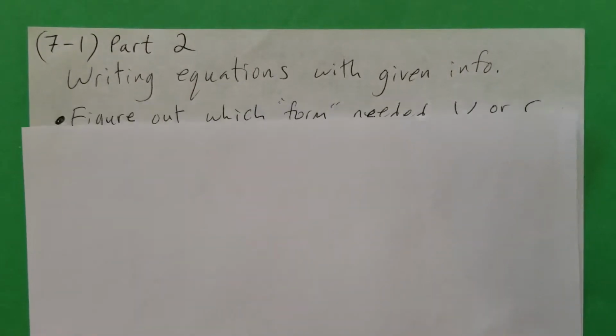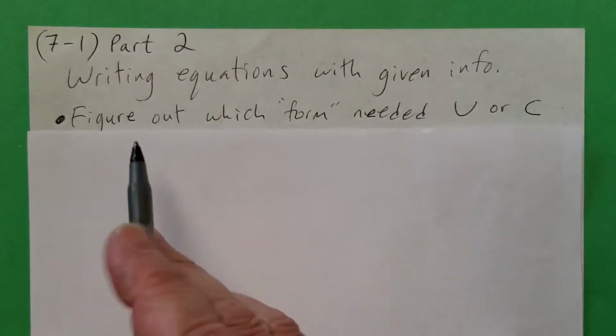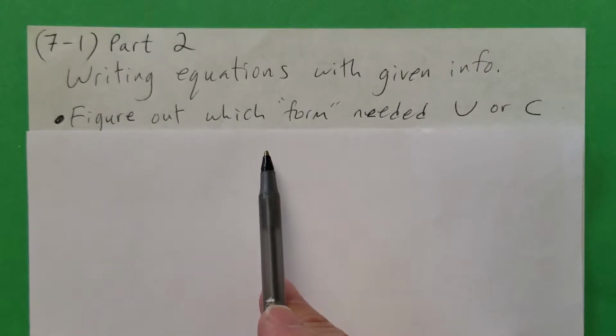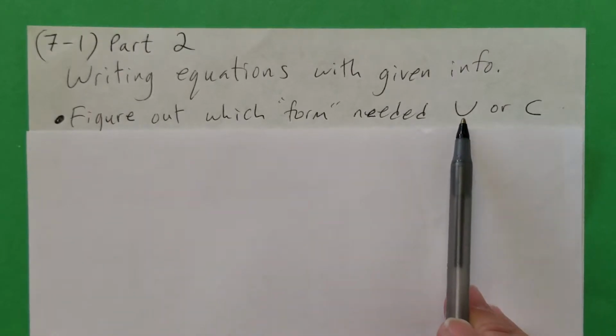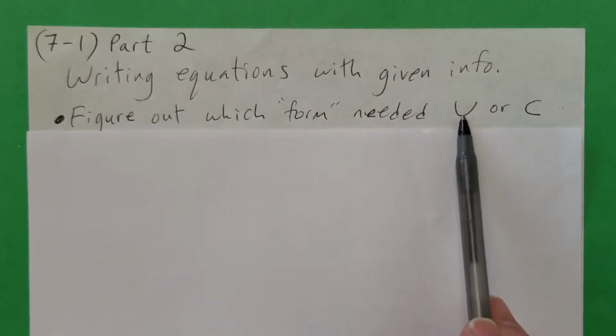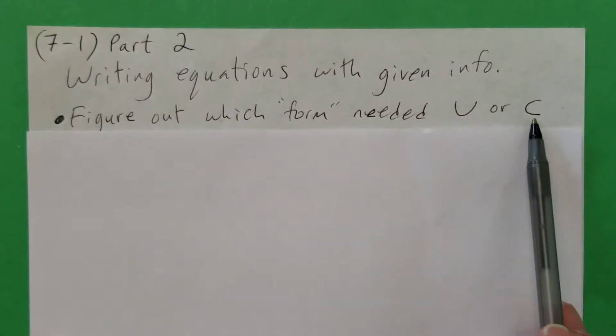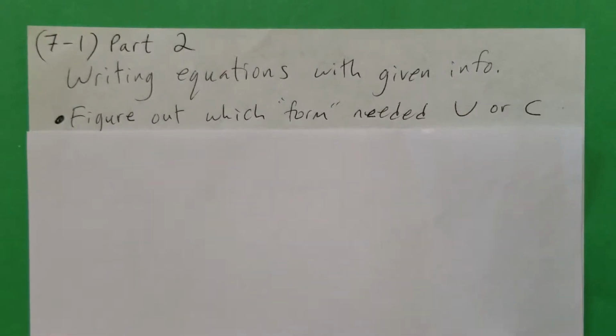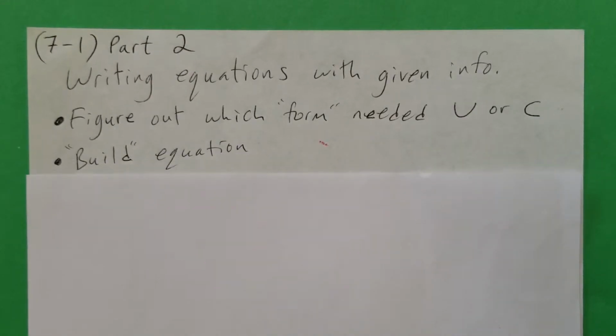What am I talking about? So first, it'll help if you figure out which form is needed. Well, that depends on if you're going to have this or this. Remember, if your graph does this, then the x part is squared, right? If it's like this, then the y part is squared. Okay? And then, knowing that, you can build an equation.